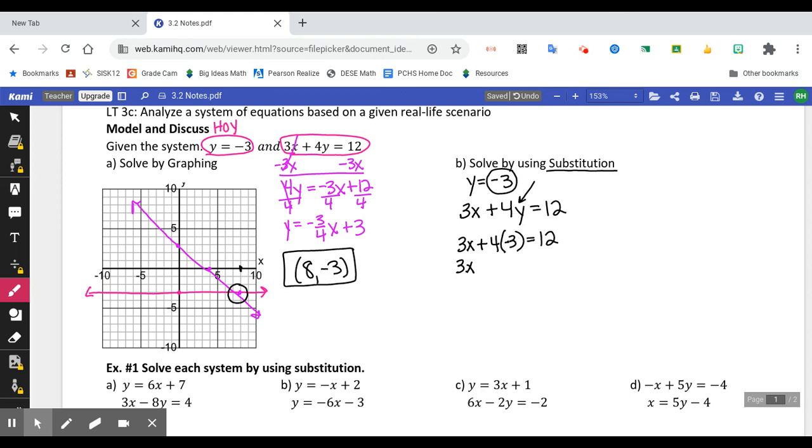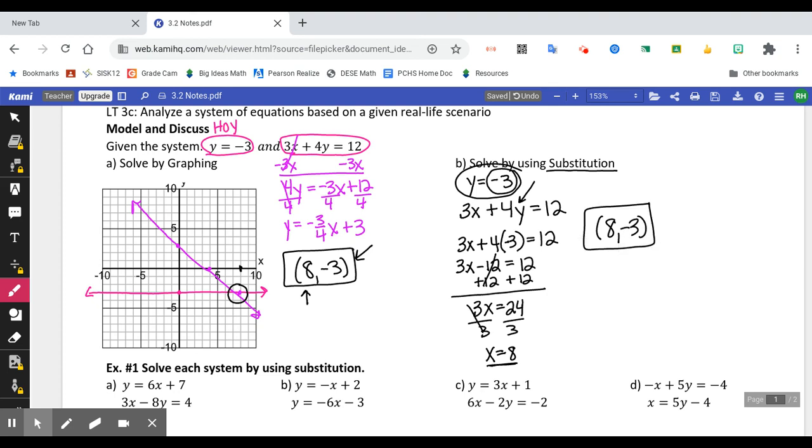So I have 3x, 4 times -3 is -12, equals 12. Now I have a two-step, so I'm going to add 12 to both sides. 3x equals 24, divide by 3, and x equals 8. So now if you notice, x equals 8 here, x equals 8 over here, y equals -3, and y equals -3 here. Okay, so the answer is exactly the same. There's just a different method of doing it. And this one doesn't require you to have a graph.